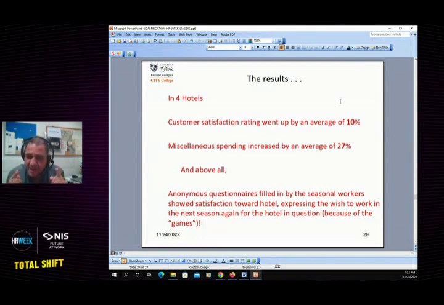But the interesting finding is the following. We ask employees to evaluate us as well, especially seasonal ones. So at the end of their season, anonymous questionnaires filled in by these part-time workers showed satisfaction towards the hotel, expressing the wish to work in the next season again for our hotel. And the reason, when they were asked, was the games, because it didn't feel like a tiring job, but as a fun thing to do with earnings and looking up to being the winners.